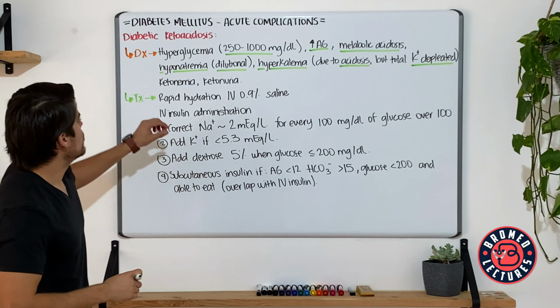Now let's move on to the hyperosmolar hyperglycemic state. It is usually seen in patients with type 2 diabetes mellitus because patients have enough insulin to prevent ketoacidosis, but not enough to prevent hyperglycemia.